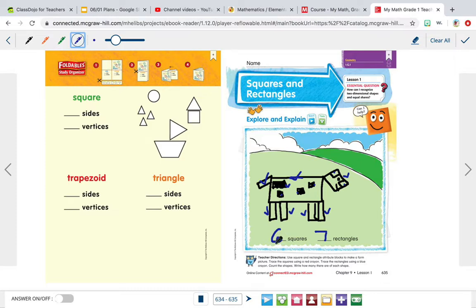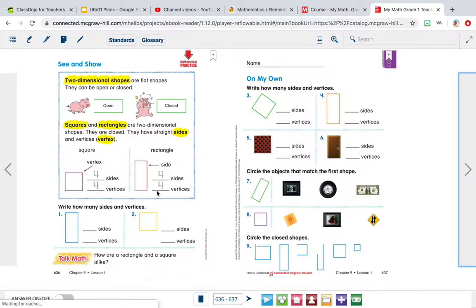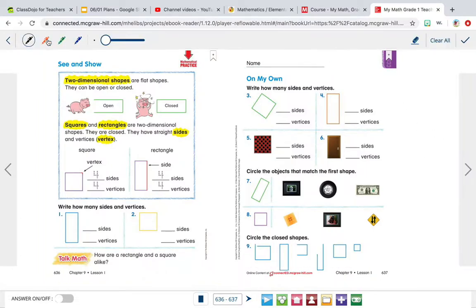So this is kind of like that video we watched where you had to find shapes in different objects, like in the barn and stuff. So now we're going to do some more of that. So let's get started. Two-dimensional shapes are flat shapes that can be open or closed.